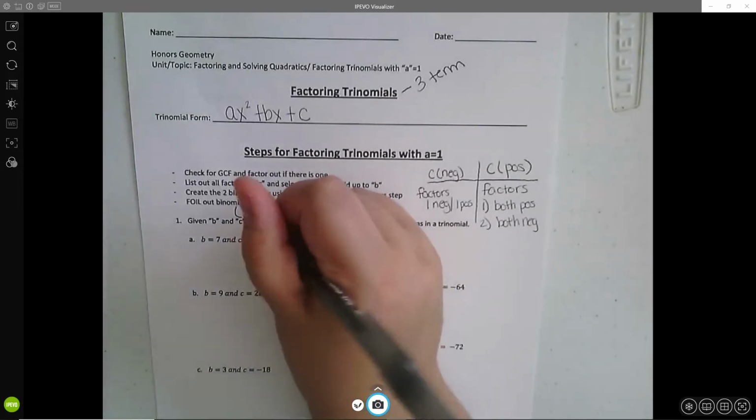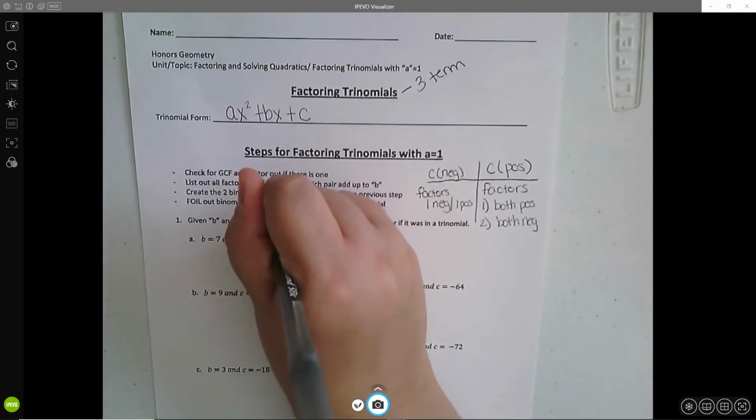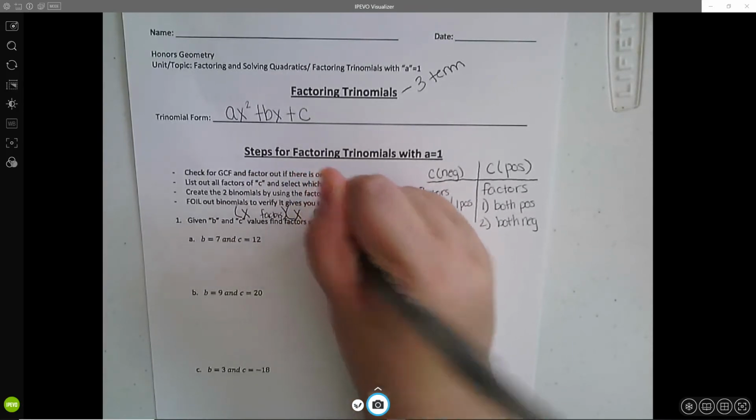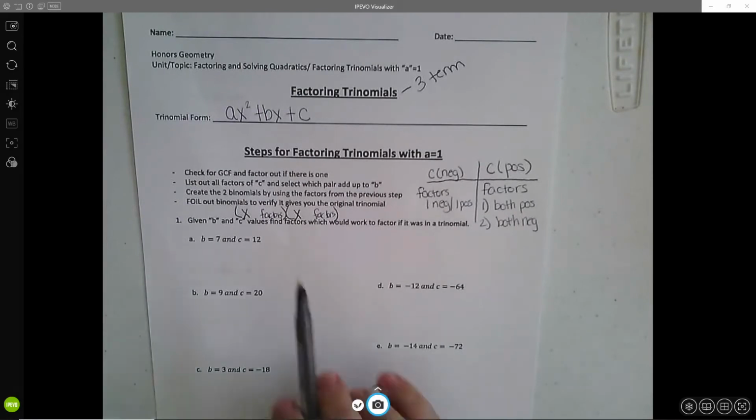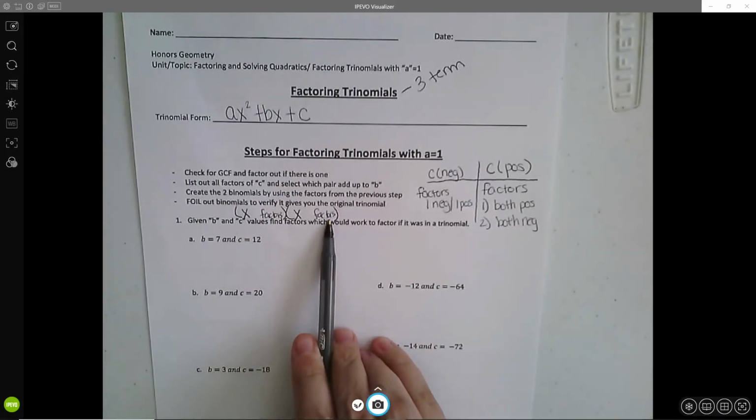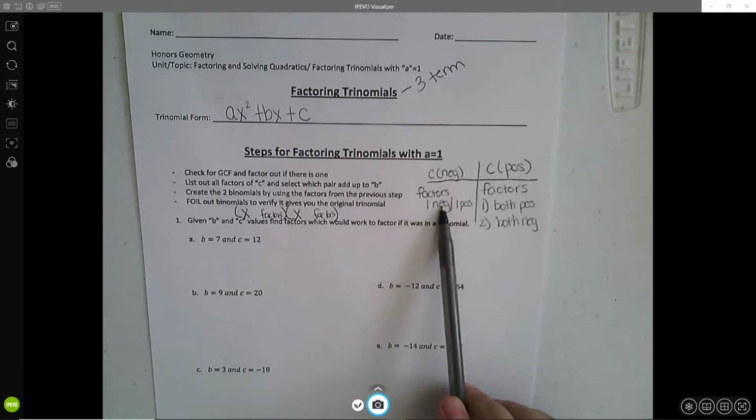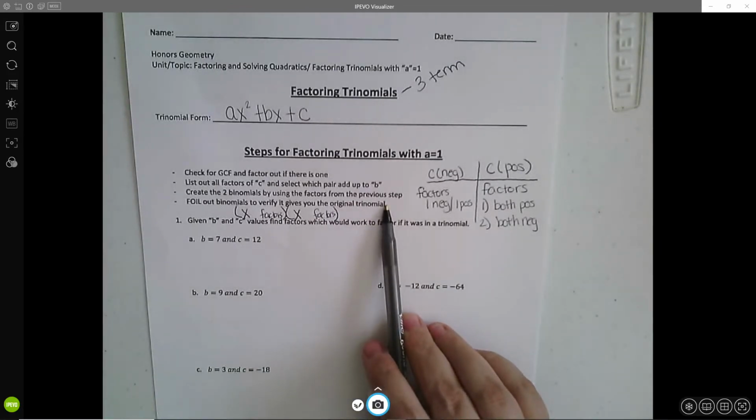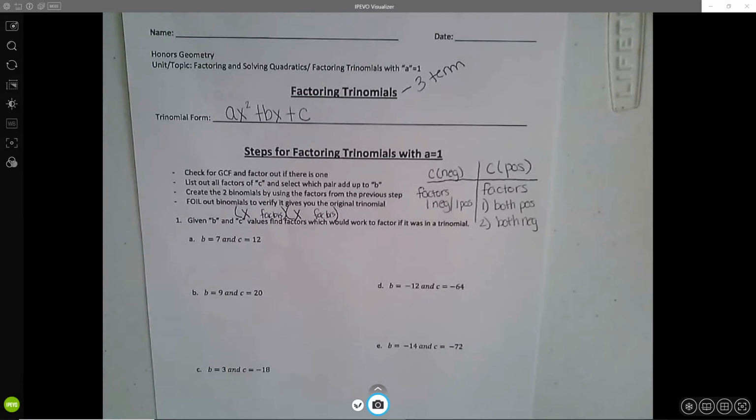Then you're going to put your factors in the other spot. One factor will go in one parentheses, and one will go in the other. Based on the signs of negative and positive, that will tell you whether it's a plus or a minus. And the last step is to FOIL out the binomials to verify it gives you the original trinomial. We don't always have to check, but I'm going to show you how to check a couple of them so you know you're not getting the problems wrong.